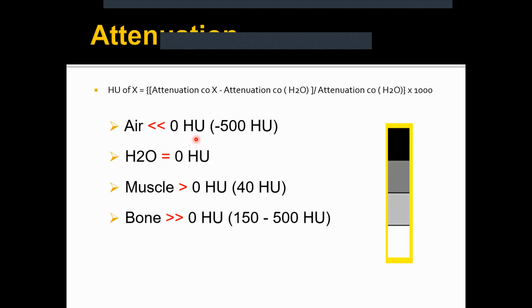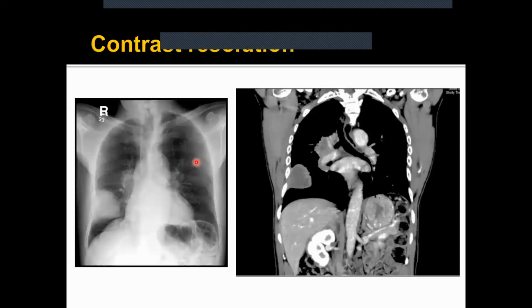So the key thing is because there's a lot of water in our bodies, we set water to be 0 Hounsfield units, and then air, which is less dense than water, and so it's going to block less X-rays, is going to have a negative Hounsfield unit, whilst muscle and bone are more dense than water, so they're going to have a positive Hounsfield unit. These are just numbers for you to memorize. And yeah, so muscle, bone, more dense, more attenuation, higher Hounsfield units, air, less dense, less attenuation, lower Hounsfield unit.